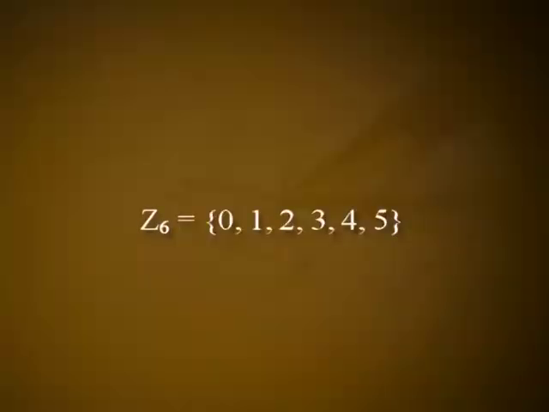Example 3. The group Z6 is abelian. Find the partition of Z6 into cosets of the subgroup H equal to the set {0, 3}. Solution. Z6 is the set {0, 1, 2, 3, 4, 5} and the operation is addition modulo 6. One coset is 0 plus H, which is equal to 0 plus {0, 3}, which is equal to {0, 3}. The coset containing 1 is 1 plus H, equal to 1 plus {0, 3}, which is equal to {1, 4}. The coset containing 2 is 2 plus H, equal to 2 plus {0, 3}, which is equal to {2, 5}. Since {0, 3}, {1, 4} and {2, 5} exhaust all of Z6, these are all the cosets.